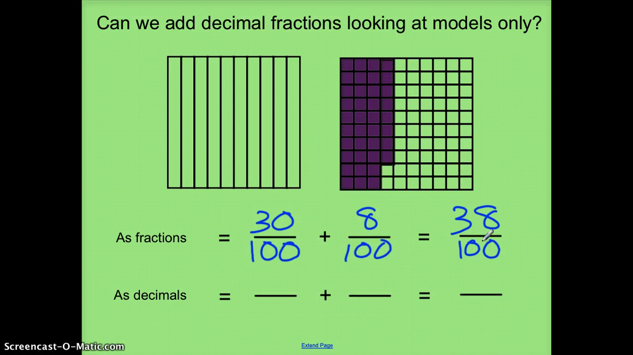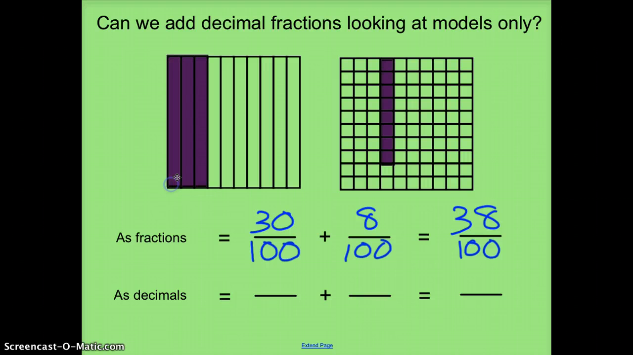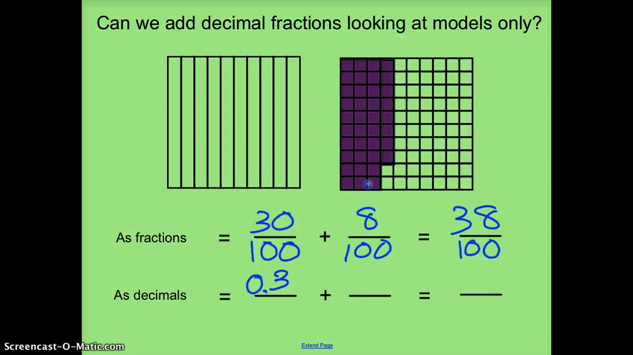Now as decimals, when my picture was over here, it was 3 tenths, so I would write it as 3 tenths. But as we move it to find an equivalent, it turns into 30 hundredths, so I will just change 3 tenths into 30 hundredths. And my single hundredths are going to remain the same. It's going to be 8 hundredths.